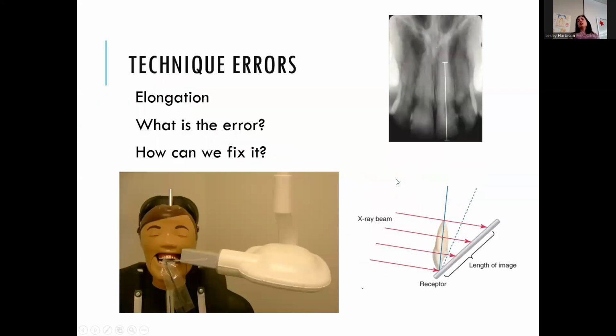So this next one should have come before that last slide. But elongation, so what is the error? The error is that your PID is too flat, and you can see that here in this picture. It's coming in too flat, so it needs to be either brought up a little bit if you're on the maxilla, or brought down a little bit if you're on the mandible, and steepen that angulation just a little bit.